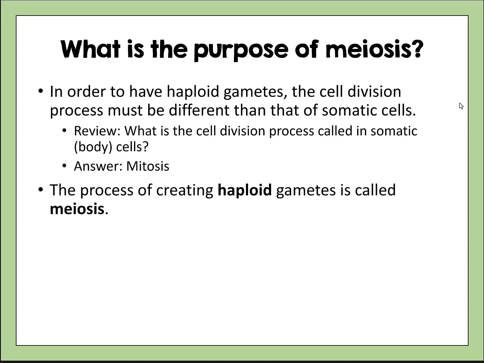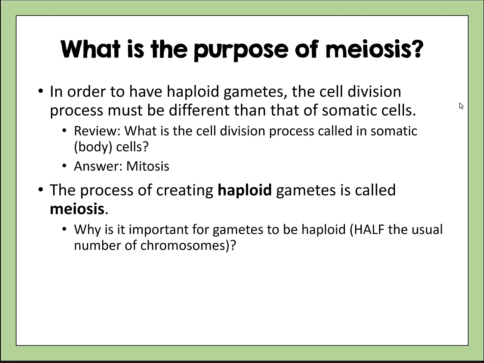But the process of meiosis creates haploid gametes. So the goal here is to create half as many chromosomes at the end of this process as we started with. And so that has to be a different process than mitosis. So why is it important for gametes to be haploid or have half the usual number of chromosomes? Think about this for a second.